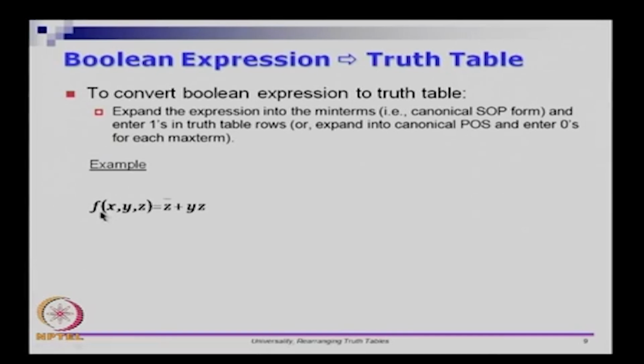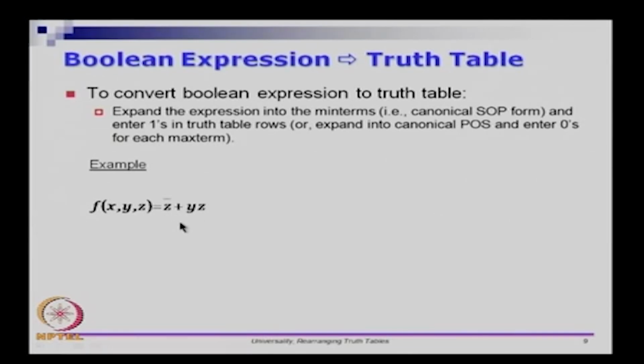In this example, f of x y z is z bar plus yz. Let us say I want to implement this function. Remember, it is not a function of x. In fact, this can be simplified a little further, but let us start with this Boolean function.